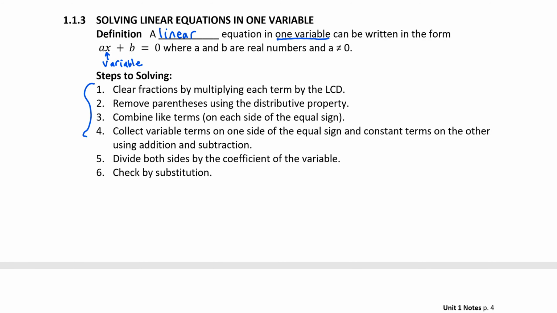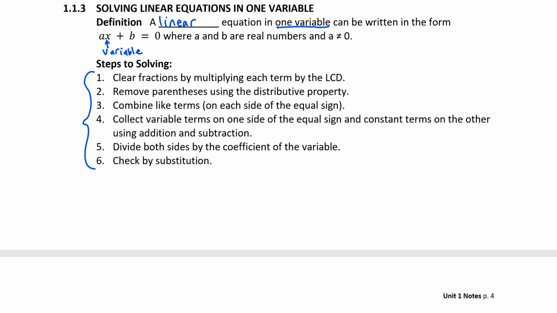What we have here is the steps to solving a linear equation, also known as an algorithm. An algorithm is just a process or a set of steps that we follow in order to solve the problem. So step 1, we want to clear fractions by multiplying each term by the LCD if necessary, and we'll do an example to show you how to do that.